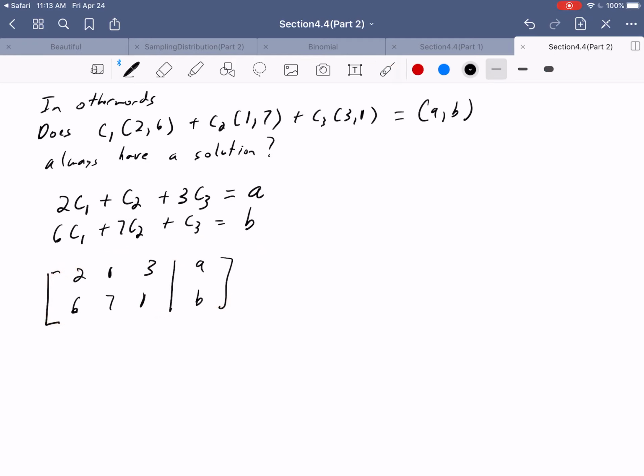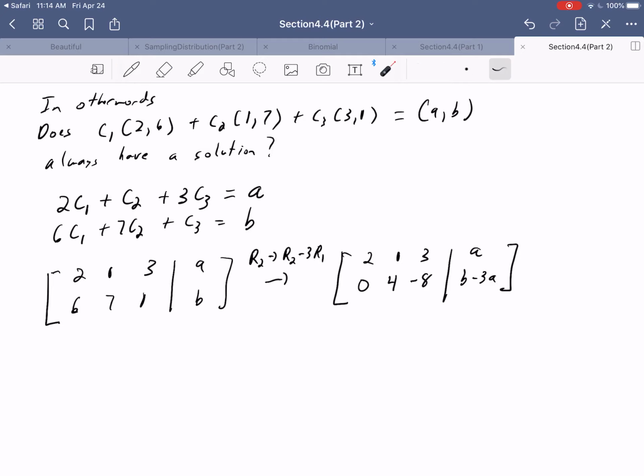To do that, we'll do our standard operation, R2 replaced with R2 minus 3R1. So we have 2, 1, 3, a, and then it looks like we should get 0, 4, negative 8, b minus 3a. Okay, there we go. Actually, that's good enough. This tells us that the rank of A is going to be 2. I didn't divide by 2 up here and divide by 4 here, but I could.